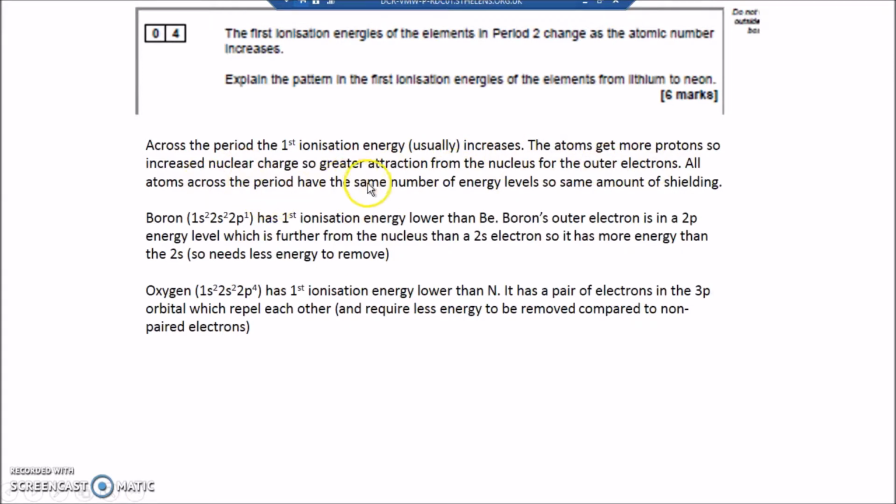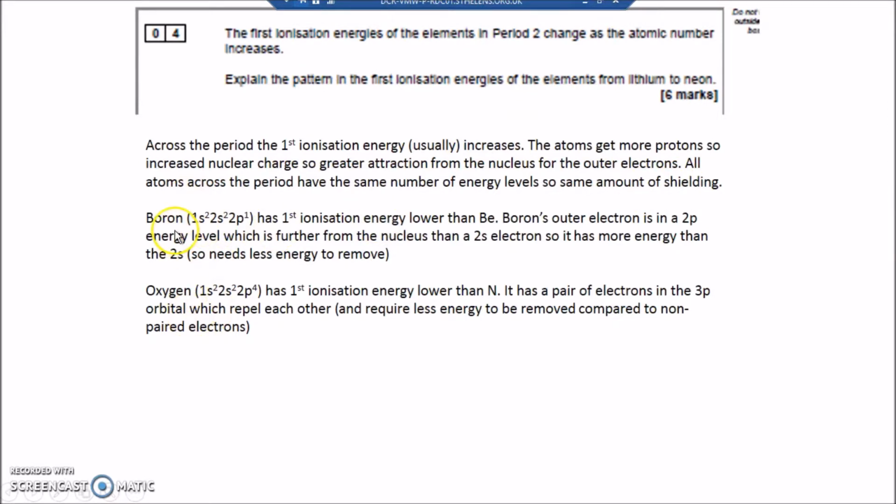All the atoms across the period have the same number of energy levels, so the same amount of electron shielding. So when you get inner energy levels, they reduce the attraction from the nucleus to the outer electrons. But in this case, because you're going across the period, they have the same number of energy levels, so the same amount of shielding. That gets you a mark.